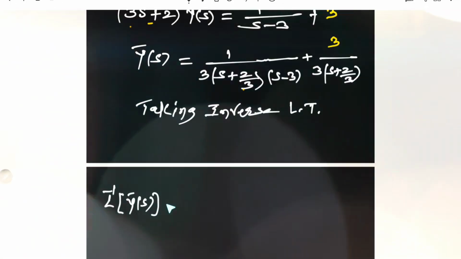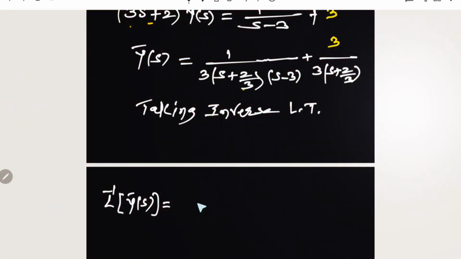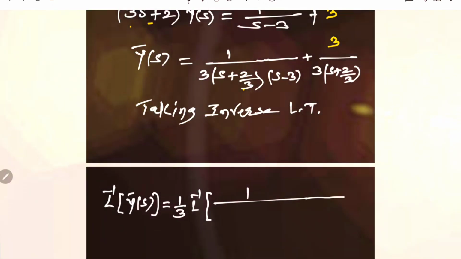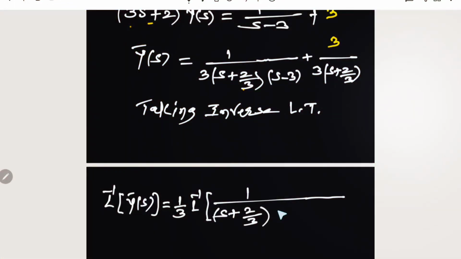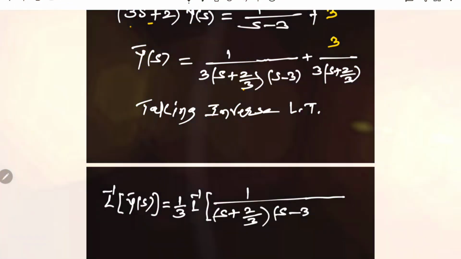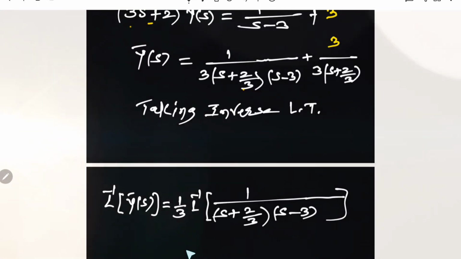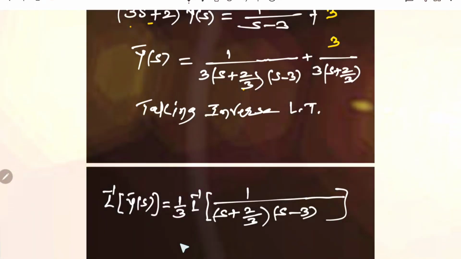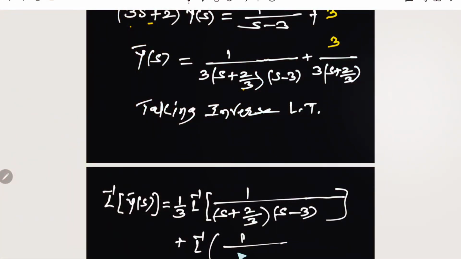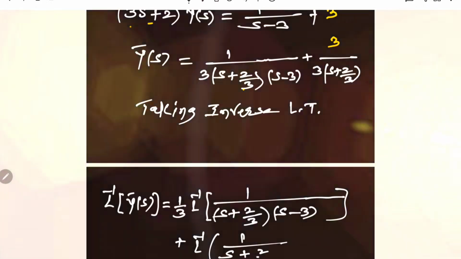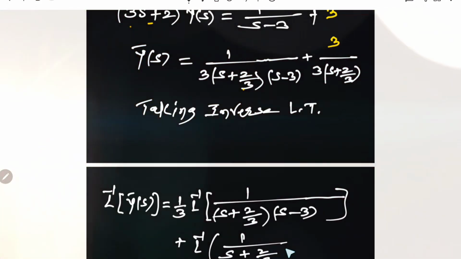y bar of s, 1 by 3, inverse Laplace of 1 upon s plus 2 by 3 and into s minus 3. 3 get cancelled. We get inverse Laplace of 1 upon s plus 2 by 3. We call this equation 2.